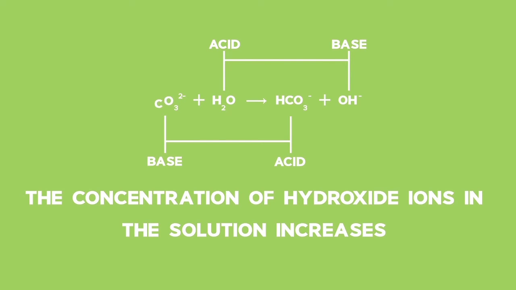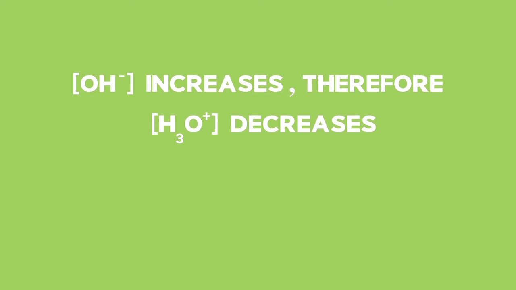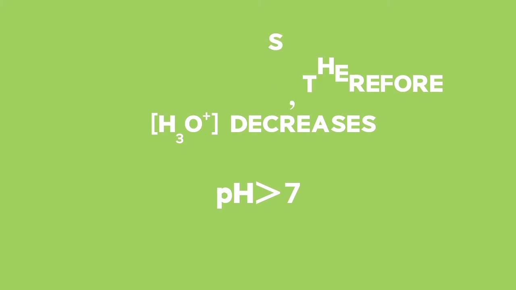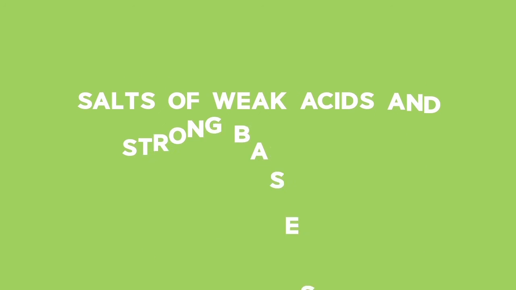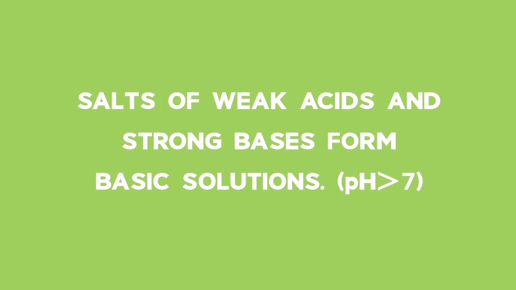The ionic product of water ensures that the product of the concentrations of both hydronium and hydroxide ions remains equal to 1 × 10⁻¹⁴. Therefore, the hydronium ion concentration decreases. And we know that a low concentration of hydronium ions means that the pH of the solution increases. Salts of weak acids and strong bases hydrolyze in water to form slightly basic solutions.